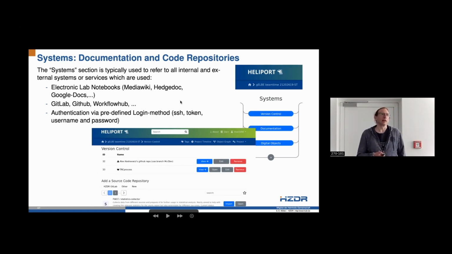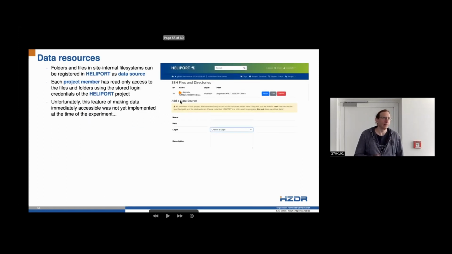So here we have kind of one GitHub project and one project on our GitLab, which are some computer codes which were used to analyze the data, part of the data. And so this can be easily linked from HELIPORT. And through this authentication, you can also give access to these codes to the external users, which are part of your HELIPORT project. And then, of course, you want to keep track of where your actually raw data sits.